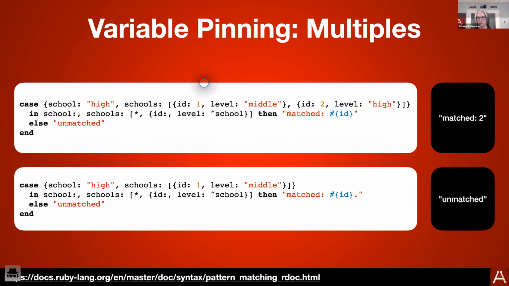And so we spit out the result, which is really a nice way to use the structure of your hash to get the pattern that you want and pull out the data that you need. Now, in this second example, I have the same kind of data, except I only have one element in my array. So in this case, high is set to school like it was before. But the problem is that middle does not equal high. And so we get an unmatched situation.